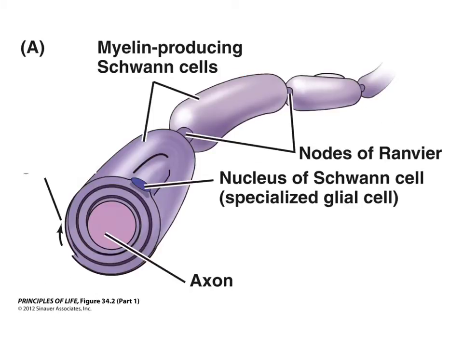All right, so this diagram is in your book. It's figure 34.2, part 1. And so you can see the pinkish purple is the axon in the middle there. And then the purple around it are all those myelin cells, which have lipids in them. And so those are the Schwann cells. And then you can see the spaces between them. And so those spaces are the nodes of Ranvier. And these are regular cells that have a nucleus, and that's what that other thing is pointing to.